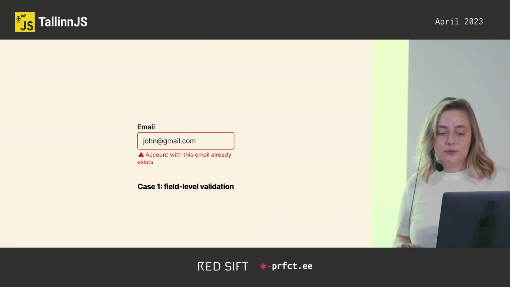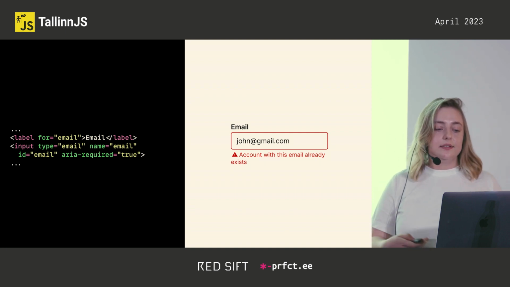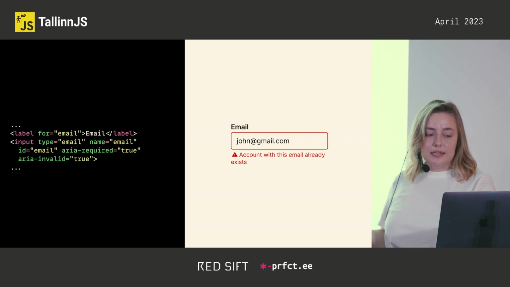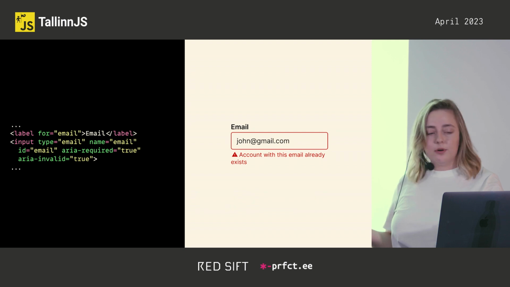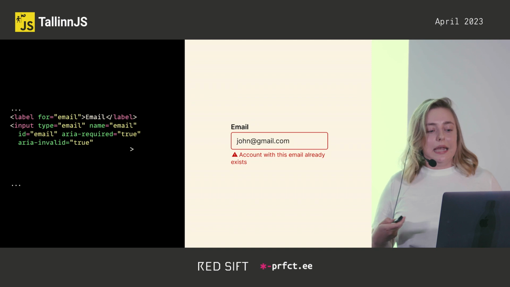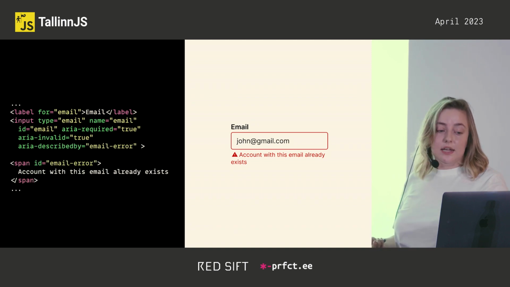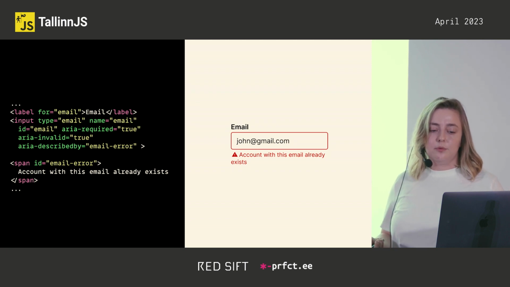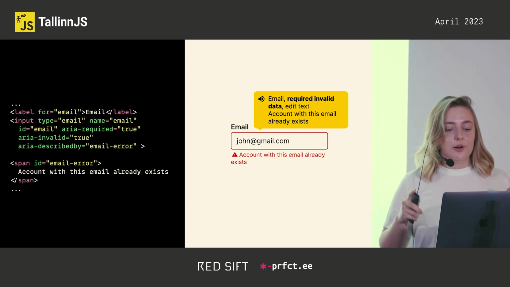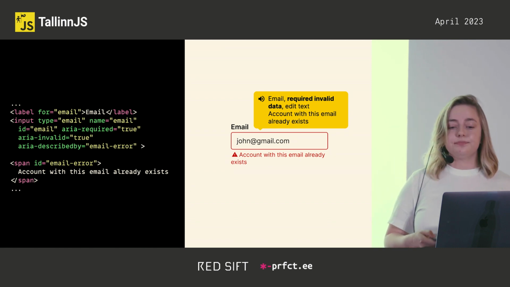We can do it really similarly to the description. The first thing we need to do is semantically tell it that this is an invalid input, that there's something wrong with it. So we can use aria-invalid true in there. And then we want to use the error, and we can do it in completely the same way that we did for the description. So we have the ID here, email-error, and then it is associated with the input by aria-describedby. And then the screen reader will tell: email, required, invalid data, ARIA text, then hit a pause and say the error itself.